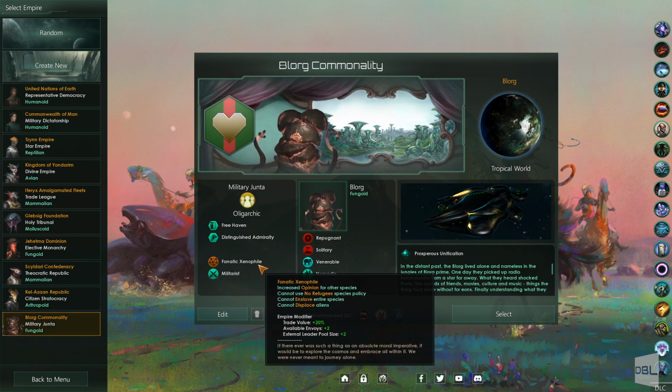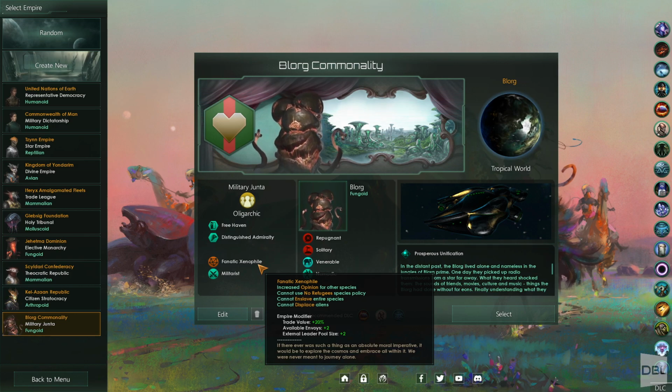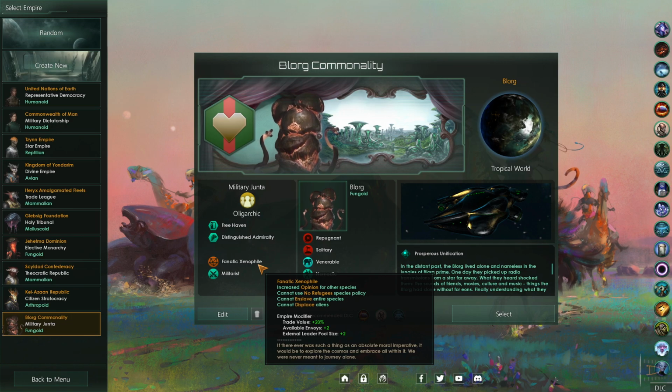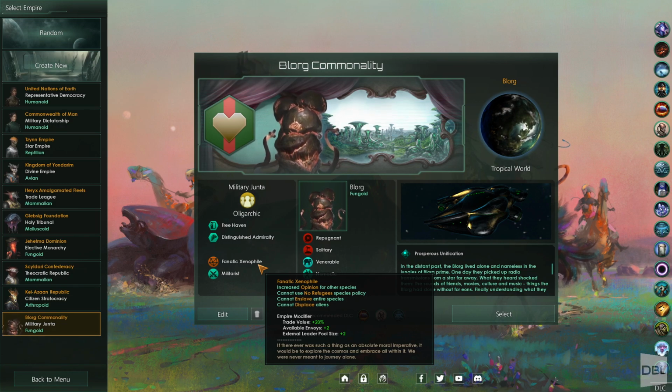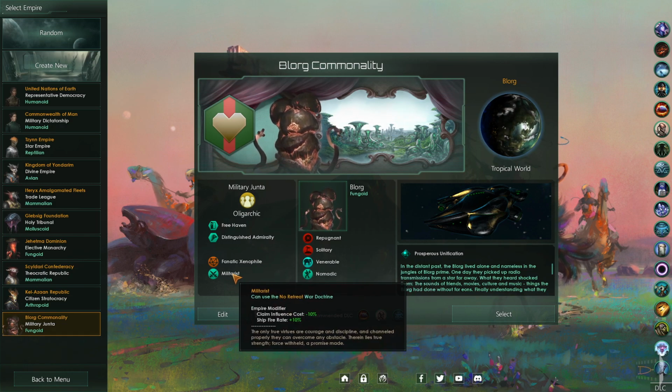Fanatic xenophobe, I think we read before. Oh, and this says fanatic xenophile. Increased opinion, cannot use no refugees, cannot enslave, and cannot displace. Plus 20 trader, plus 2 available envoy, and plus 2 leader pool size. If there ever was such a thing as an absolute moral imperative, it would be to explore the cosmos and embrace all within it. We were never meant to journey alone. Yeah, I think we read that before.